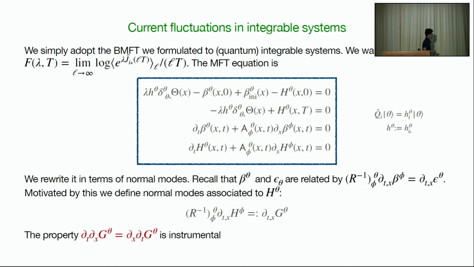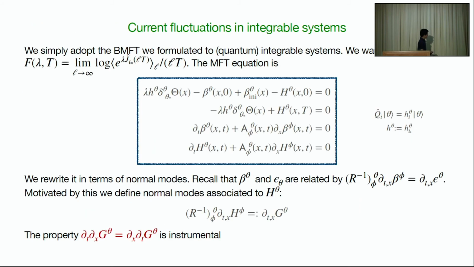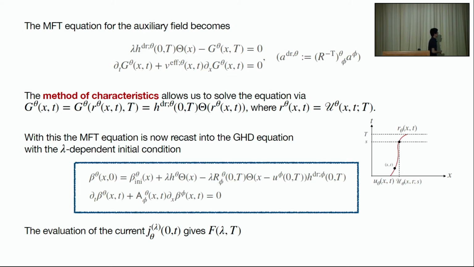To go forward, we also have to define the normal modes associated with this auxiliary field H, which appeared as a consequence of the exponentiation of the delta function. The way we do it is based on how we define the normal mode for the betas. So this is the way we define the normal mode for H. This is just a way of doing manipulations. And now the two equations of these BMFT equations can be written in this way in terms of the normal modes.